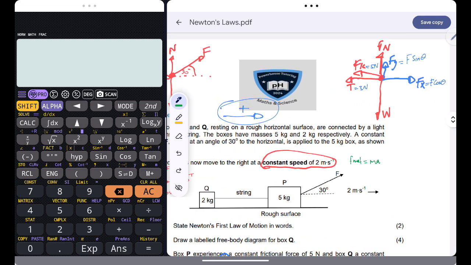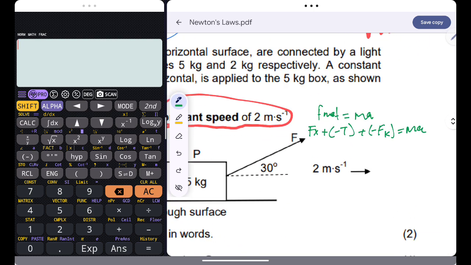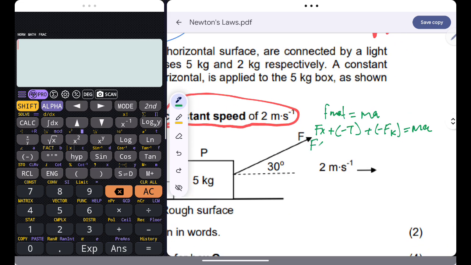How many forces do we have? We have 3 forces. There's only one force which is moving in a positive direction. And which force is that? It is the horizontal component. We have Fx plus a negative tension, which is pulling body P towards the left, and a negative frictional force, which is opposing the motion of body P, multiplied by MA.